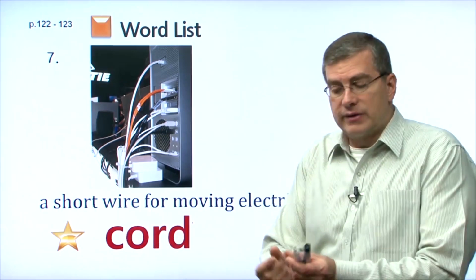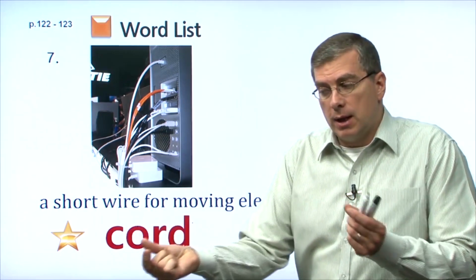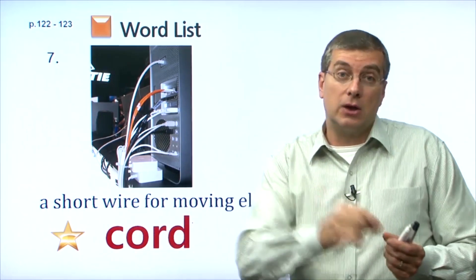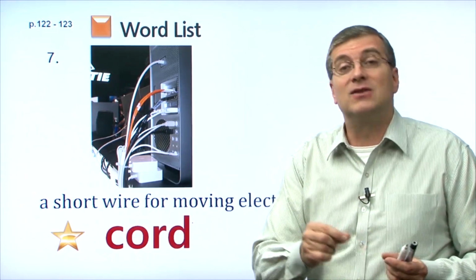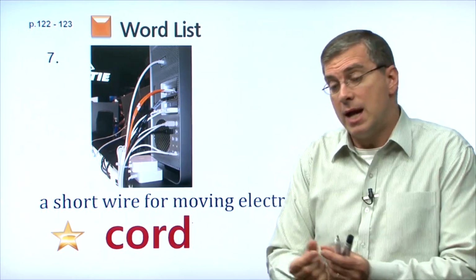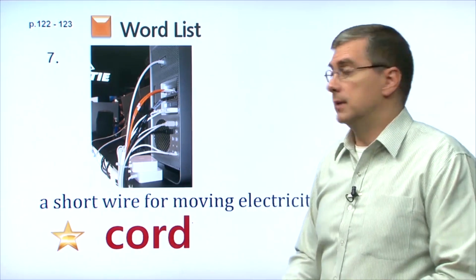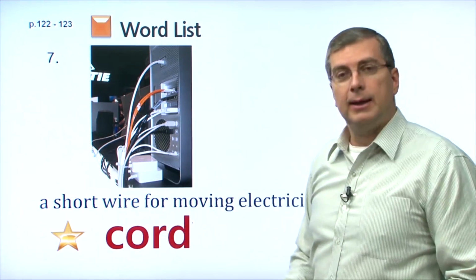Cord. A cord is a small wire with two ends. You put one end in the outlet, the other end goes into your device, into your computer or smartphone. That short wire we call a cord. A cord. Okay, let's move on.